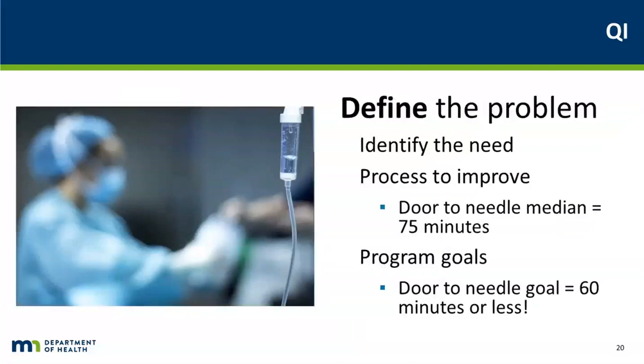Let's start with the first step, define the problem. Identify the need and process to improve. For this example, we are going to use the door-to-needle measure. Current performance is a door-to-needle median of 75 minutes. The program goal is 60 minutes or less. There is our problem. We aren't reaching this goal.